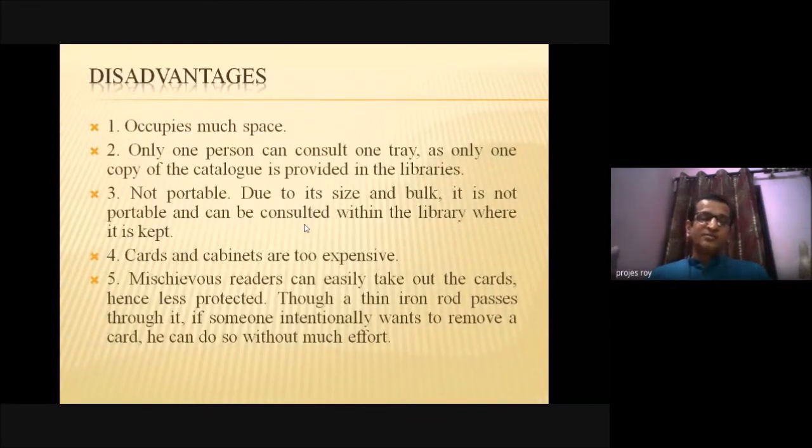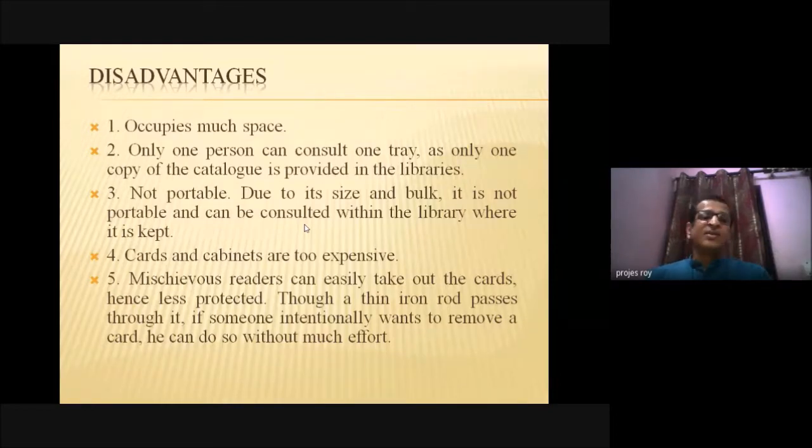Card cabinets are very expensive, and sometimes some users may tear out cards or do something bad with them, because they are put in different places. It's a little away from the normal book stack, so there could be no library staff nearby. So it does not normally happen, but it has happened with some people.